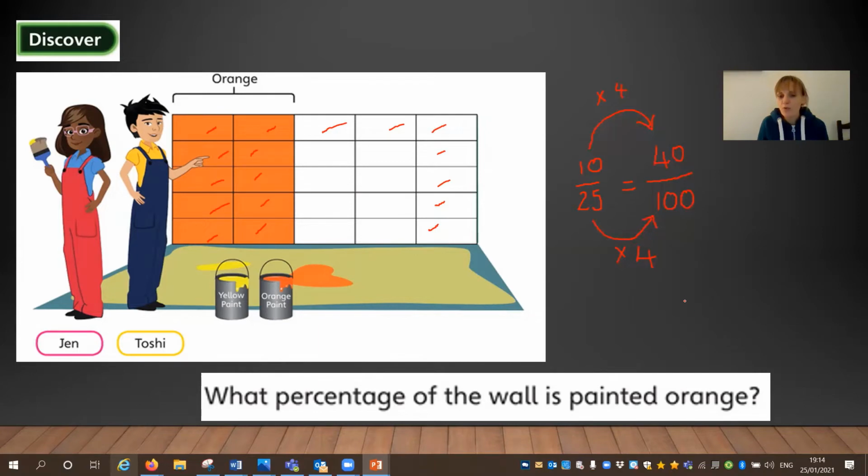Now, if that's 40 hundredths, 40 hundredths is the same as saying 40%, because as soon as your fraction is out of 100, that's the same as using this sign, percent, out of 100. So if you've managed to convert your fraction to be out of 100, you just need to pinch that top number and that is your percentage.